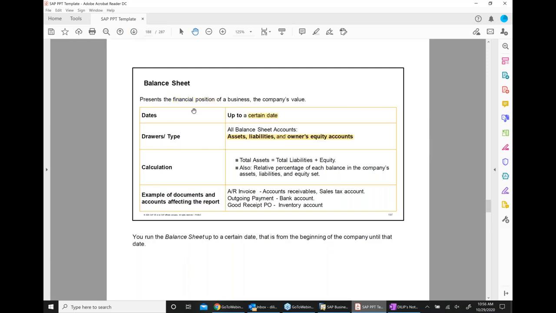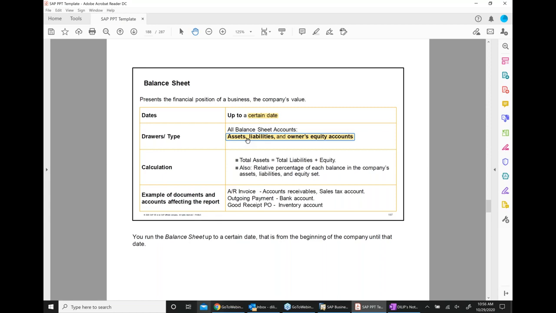We talk about the balance sheet: we have assets, liability, and owner's equity accounts. These are the three types of accounts which appear in the balance sheet. Those three kinds of accounts we discussed, you assign in your chart of accounts, and whatever the GLs are, they sit in those three buckets: asset bucket, liability bucket, and equity bucket.